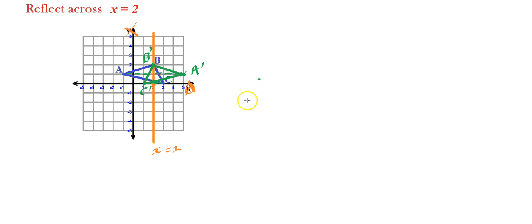And that is the reflection of triangle ABC, A dash, B dash, and C dash. Done.